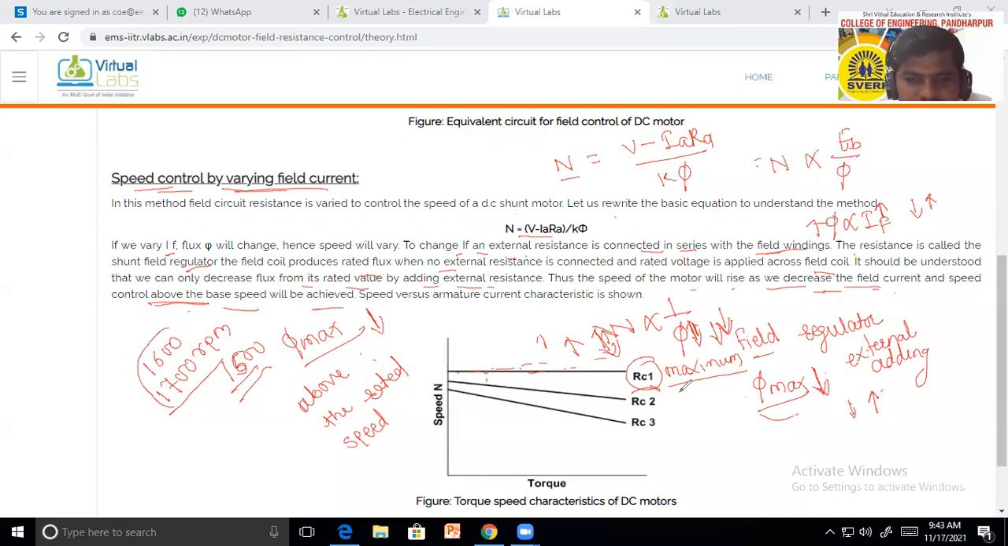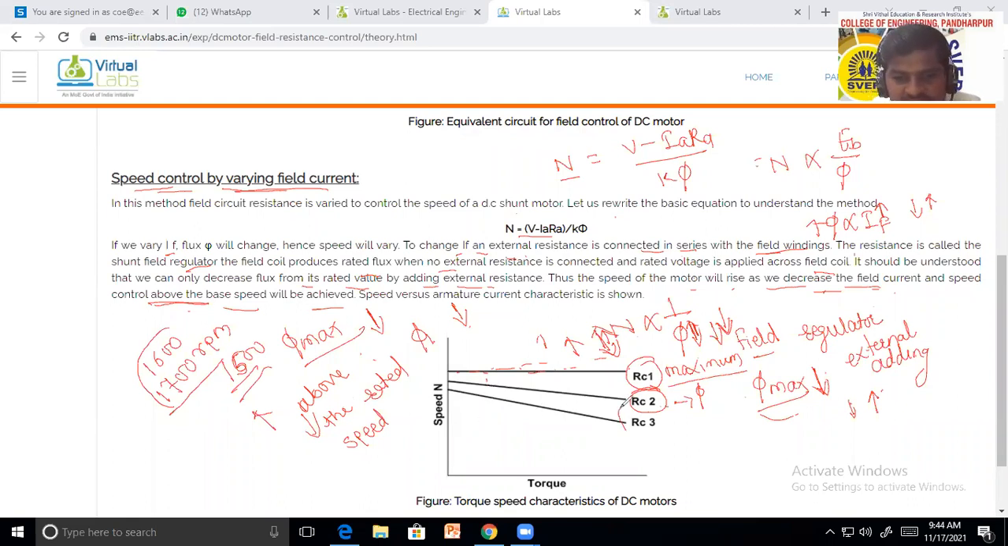At that situation the speed will be maximum. At the maximum value of resistance, the speed will be maximum. Resistance maximum means current minimum. Current minimum is nothing but flux minimum. Flux minimum is nothing but speed maximum, because here it is inverse proportion. Again we are reducing some of the resistance, that is we keep the resistance as RC2. Then the current increases, then flux increases. Flux increases, that means speed decreases. When flux increases, the speed decreases.